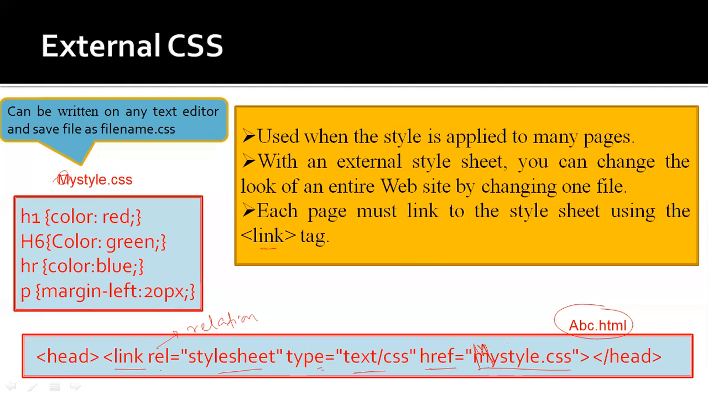My style.css file includes 4 tags having some properties. H1 adds the property color red. H6 has the property color green, and HR tag has the color blue, and P defines the margin left 20 pixels. These are the properties included with these 4 tags.